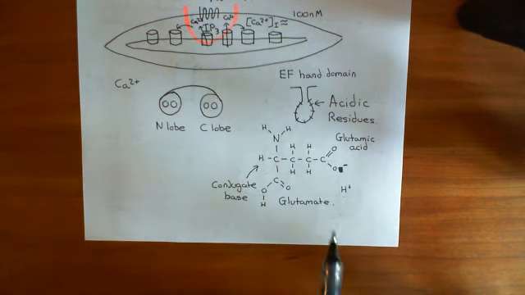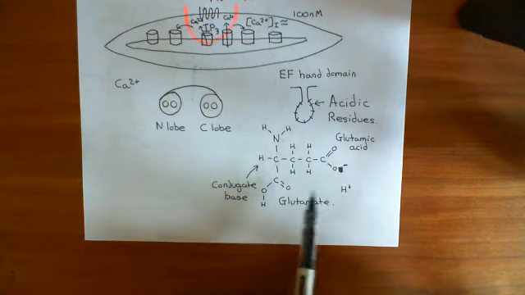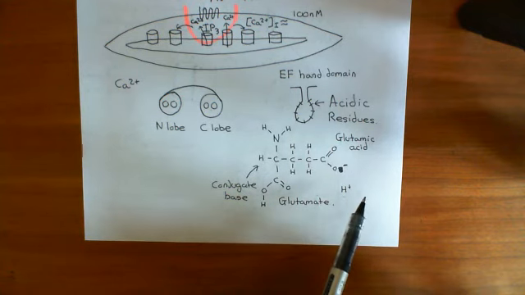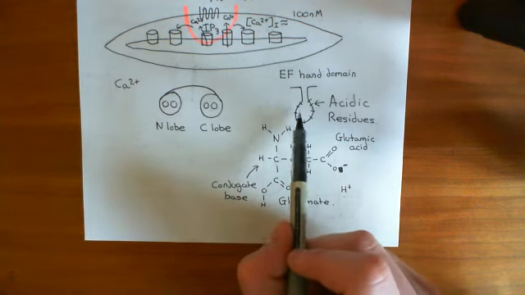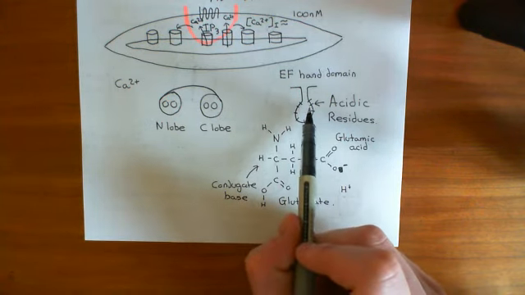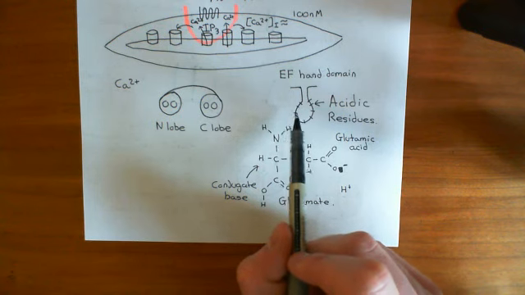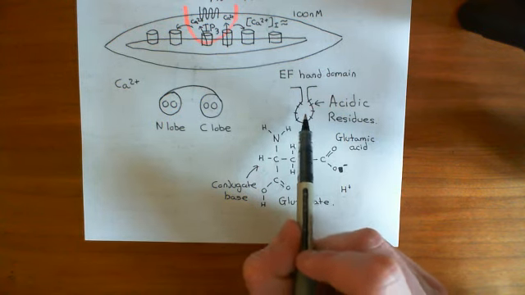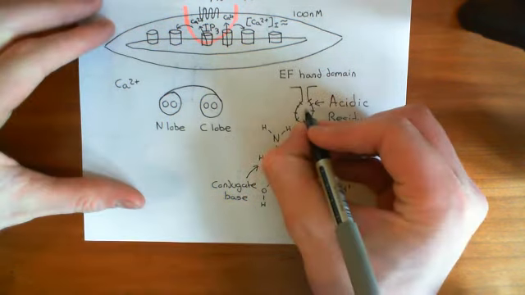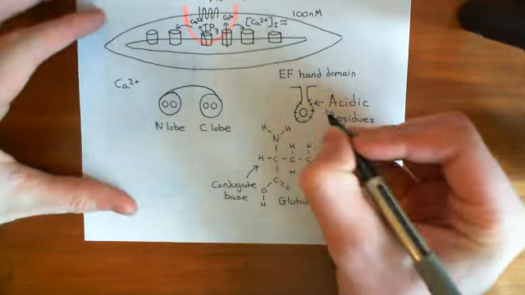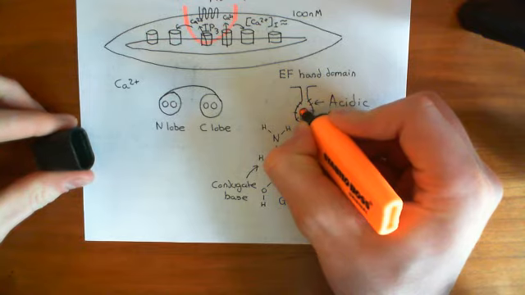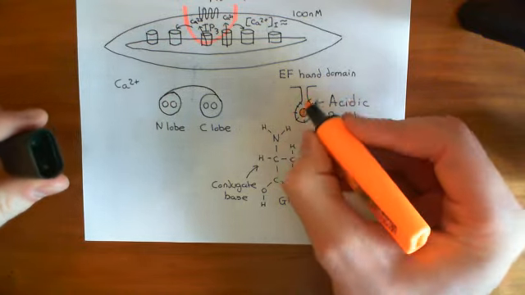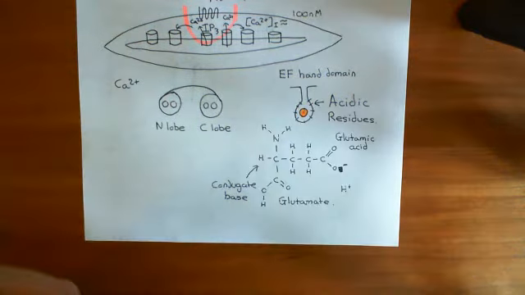The important thing is that acidic amino acid residues, when they donate their protons away, they get a negative charge. So you're going to have a lot of amino acid residues here which have a negative charge, and those basically will interact quite nicely with the calcium ion in the center, which is a divalent cation, so it has a positive charge. And that's how these EF hand domains bind to calcium ions.